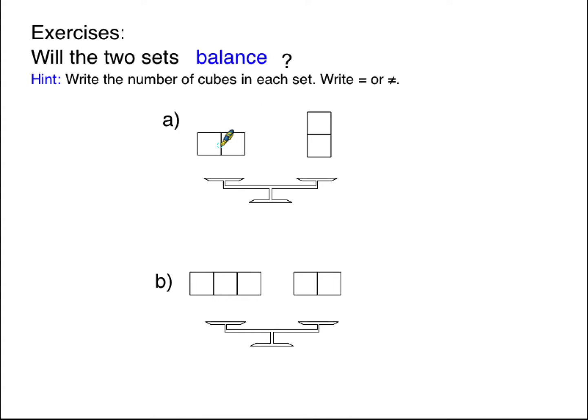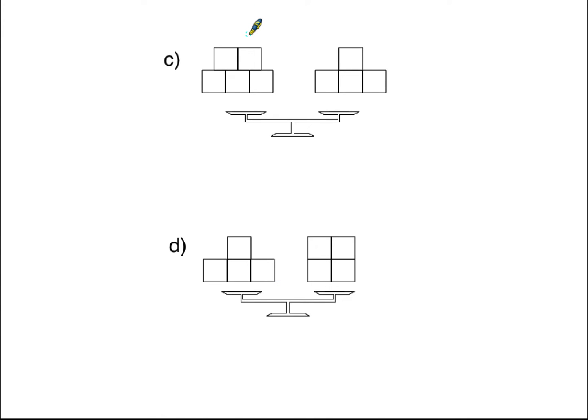So let's look. If we put these on the balance, would they be equal or not equal? So here we have 2, and here we have 2. Those are the same, equal. Here we have 3, and here we have 2. That would be not equal. What do you think? Equal or not equal? Not. 5 is not the same as 4.